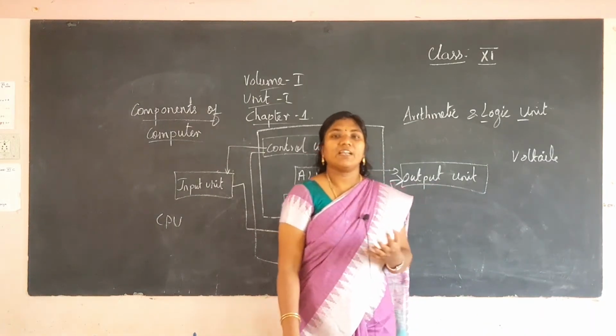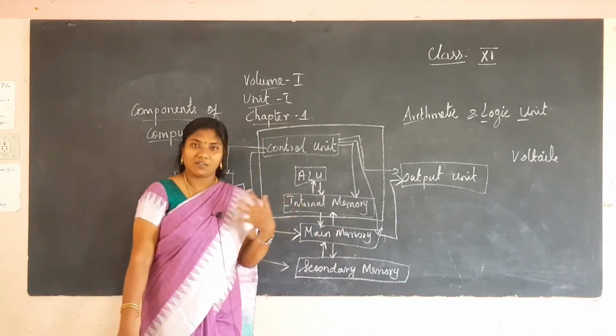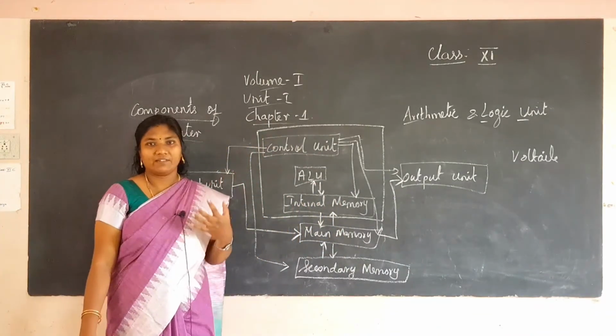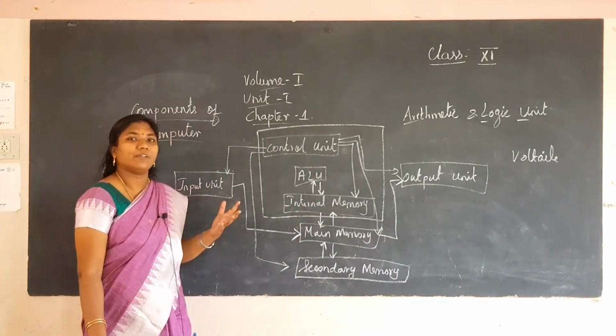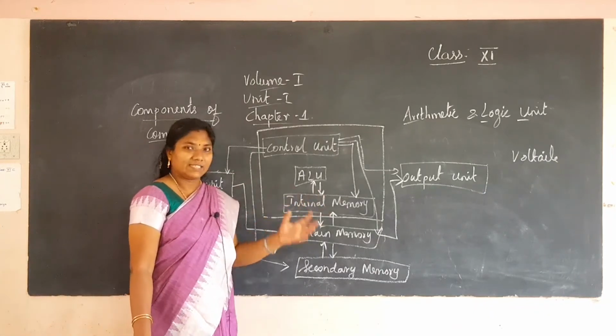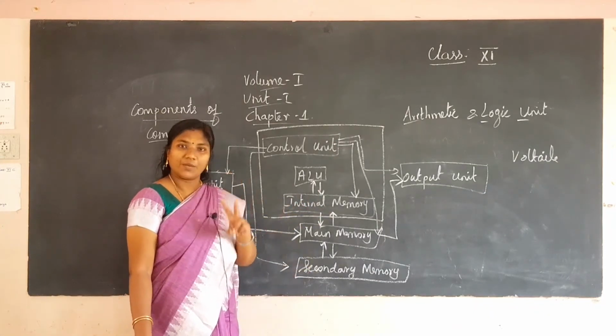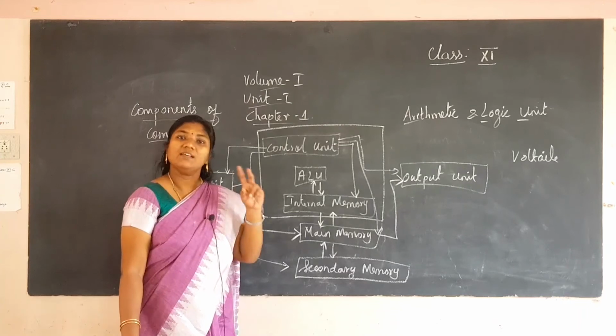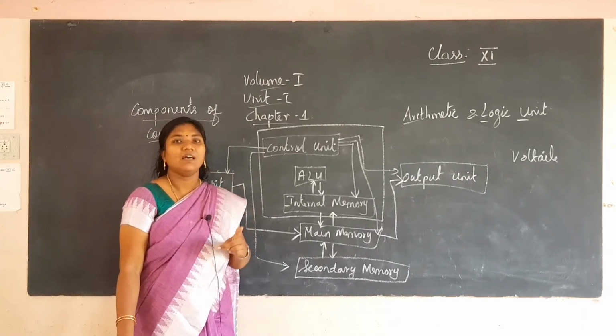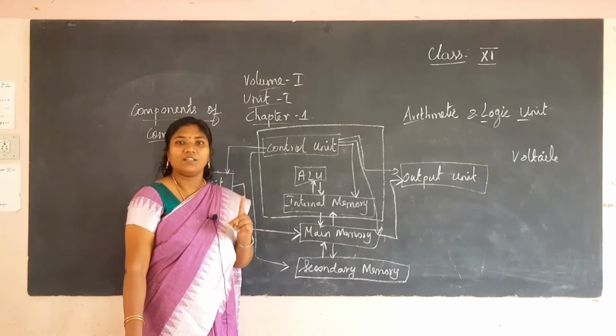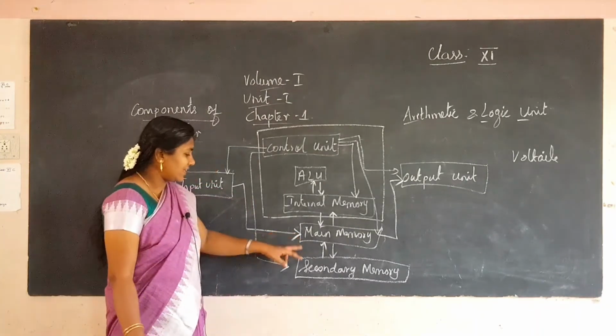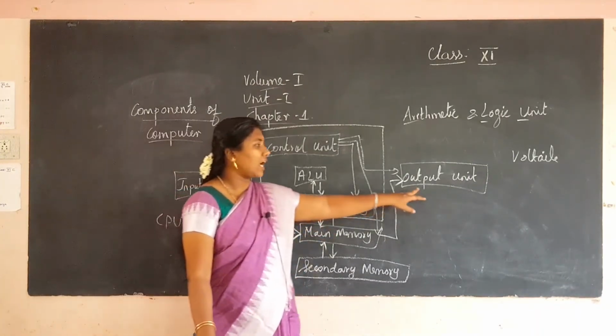Secondary memory means what we save in the hard disk or pen drive; that is all secondary memory. Main memory is the volatile one, it gets erased also. There are two types of memory, main memory and secondary memory. Main memory is volatile, and the RAM is what we call the main memory. Then the secondary memory, and then the output unit.